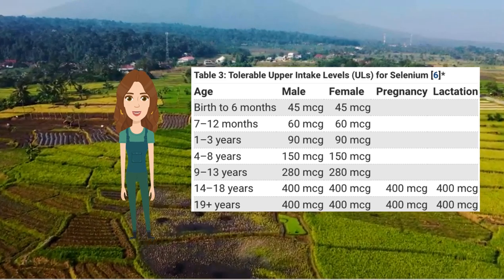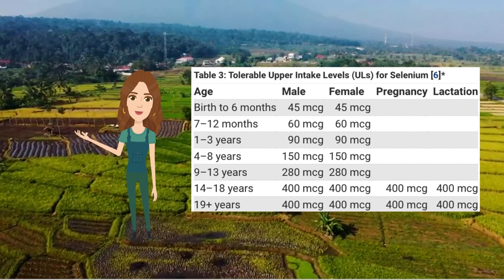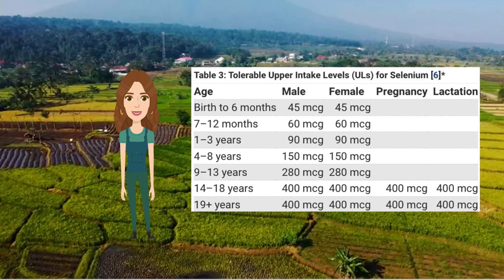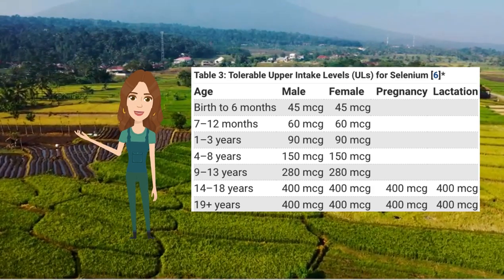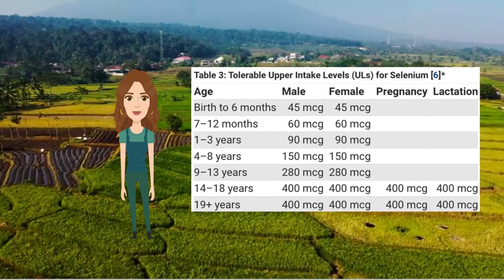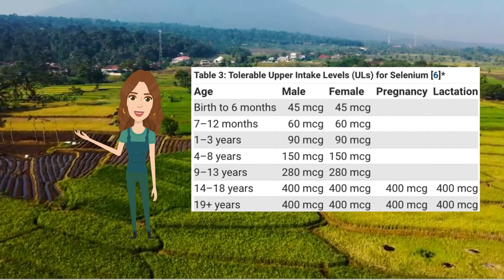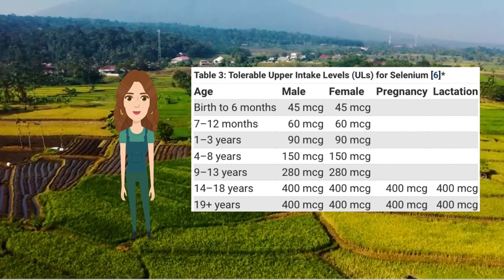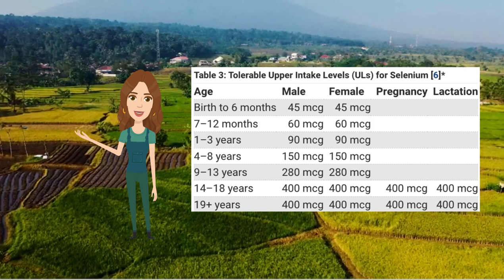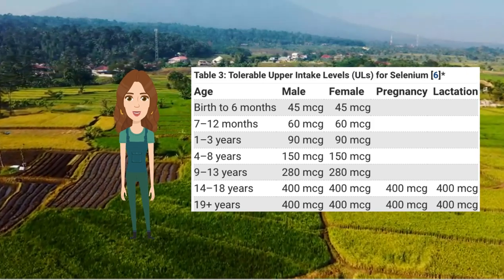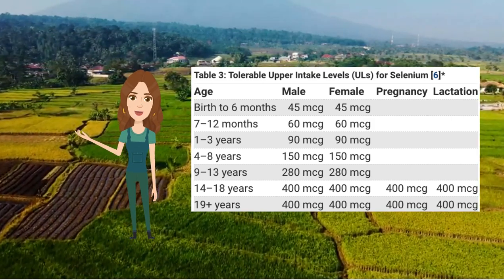The upper tolerable level is very low, especially for children, as you can see in this figure. Consuming more than 3 Brazil nuts per day would actually have a toxic level of selenium for an adult. And signs and symptoms of toxicity include a metallic taste in the mouth, nausea, hair loss, brittle nails, skin rash, skin flushing, irritability, and muscle tenderness.